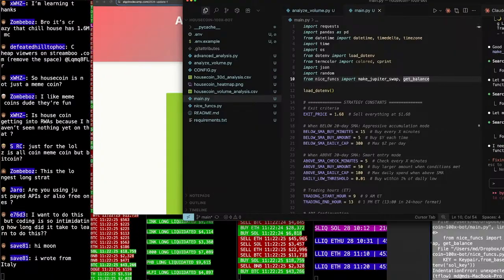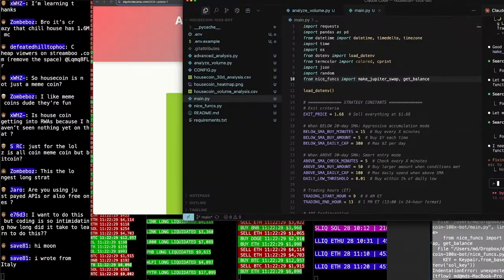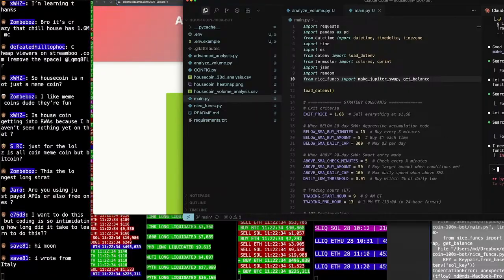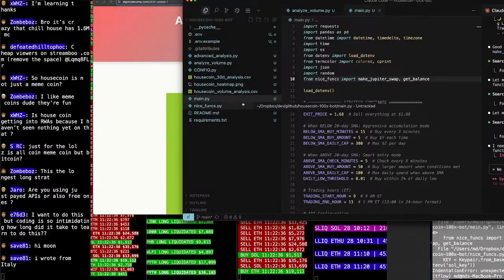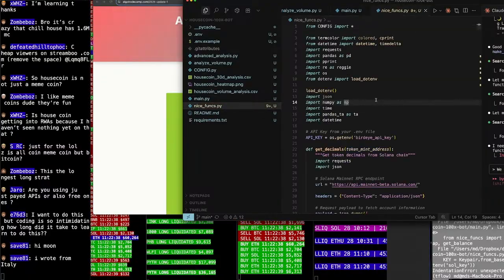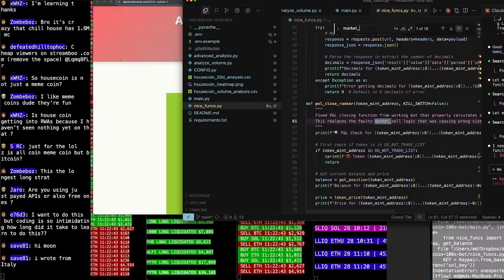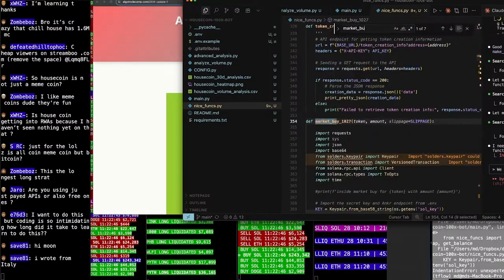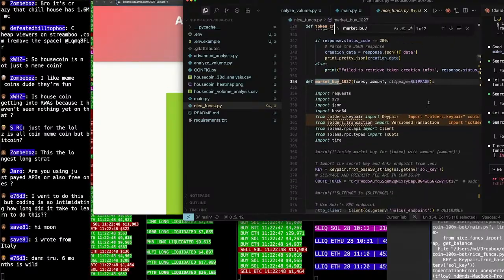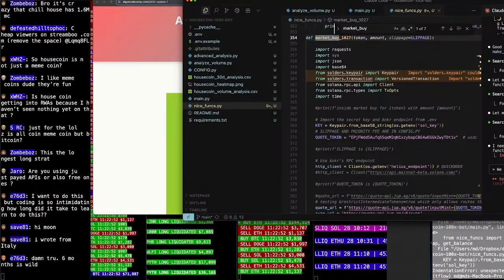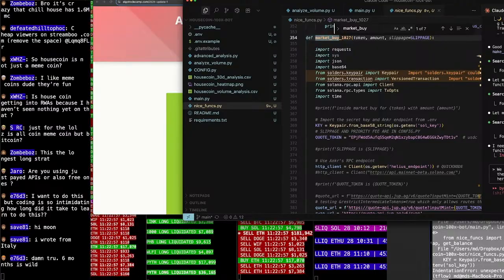I need to create a make Jupiter swap function. Let me add it. We already have a market buy function. Use the exact one that we're using in this bot here.